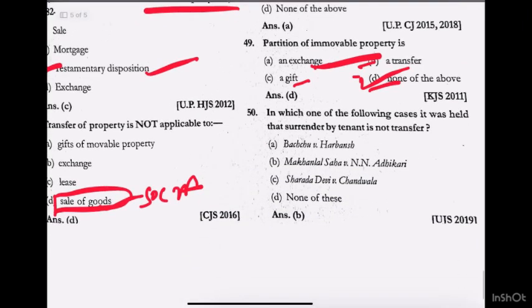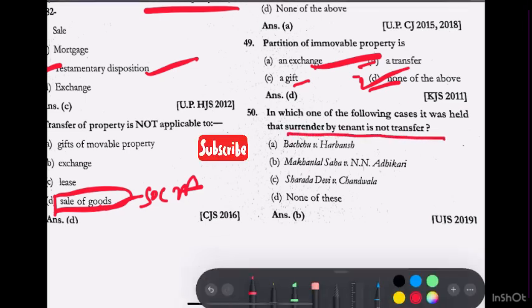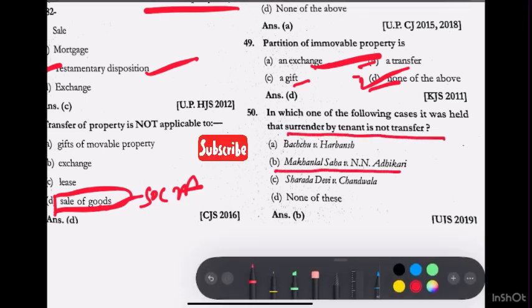In which of the following cases was it held that surrender by a tenant is not a transfer? It was held in Makhan Lal Saha versus N. Adhikari.